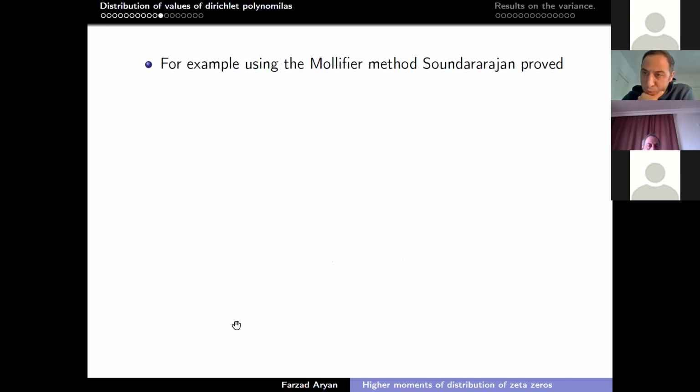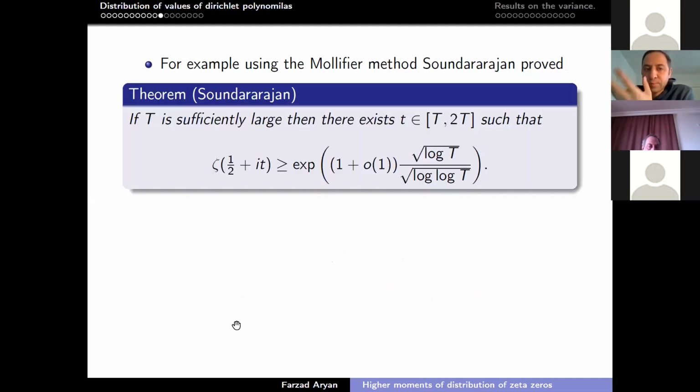For example, Soundararajan, who called this the resonance method, used this and proved that there exists T such that the values of the Riemann zeta function get bigger than the square root of log T divided by log log T. If this is a little strange, imagine it's zeta of 1/2 plus iT being bigger than an arbitrary power of log T. And I want to say something for that.